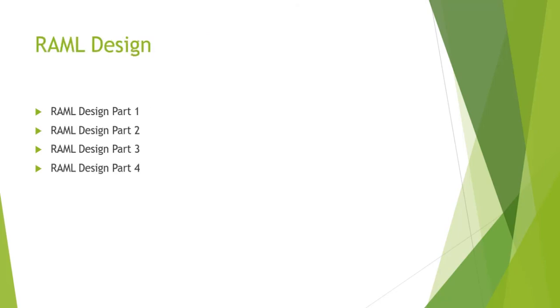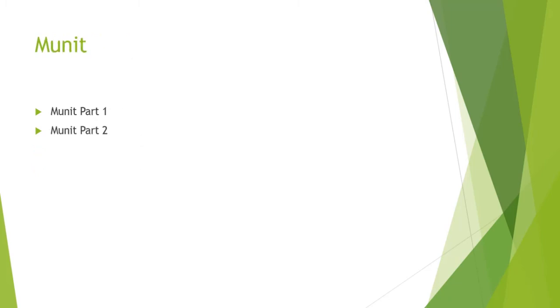The next section is RAML design. I divided this section into 4 lectures, or you can say 4 videos. The first part covers some basics of RAML, and then the second, third, and fourth parts cover advanced topics in RAML design. And then we have MUnit. I divided this into 2 parts, MUnit part 1 and part 2. Basically, we'll try to test our flows in MUnit.